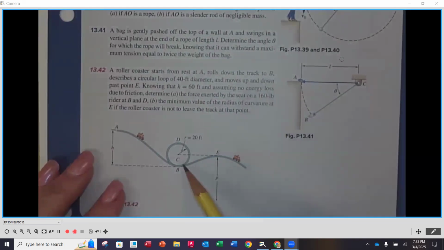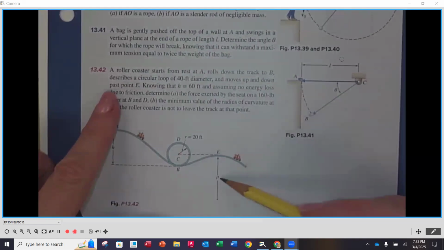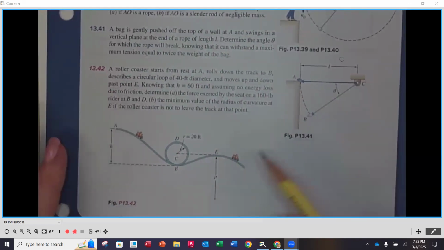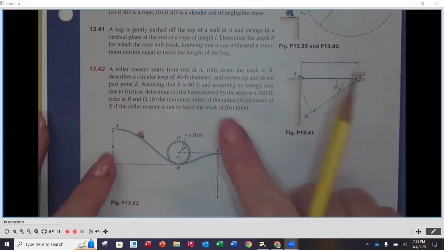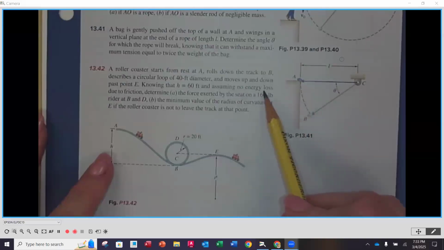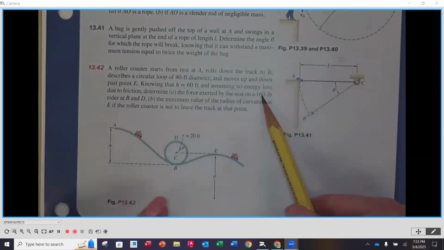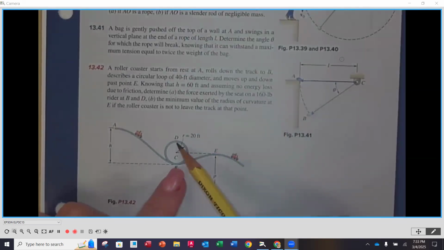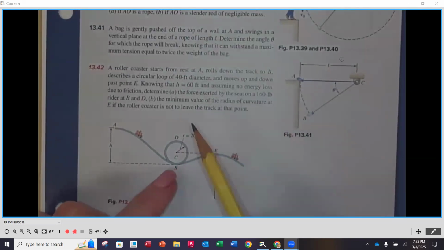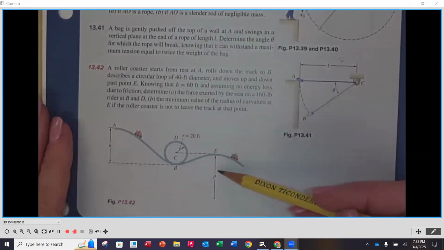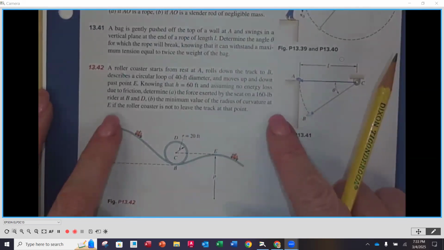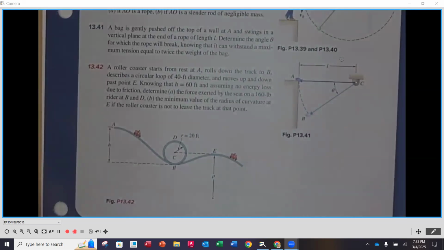And then it's going to come up, once it goes all the way around, to point E, which then has this radius rho. Knowing that H is 60 feet and assuming no energy loss due to friction, determine the force exerted on the seat on the 160-pound rider at B and at D. Okay, so that's the first part. The second part is, what is the minimum value of the radius at E if the roller coaster is not to leave the track at that point?